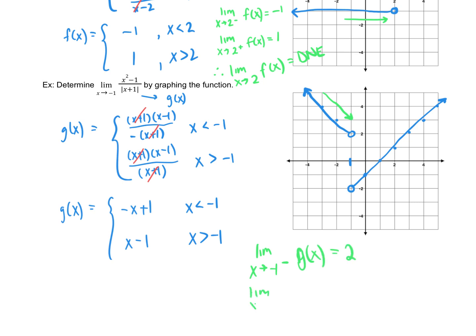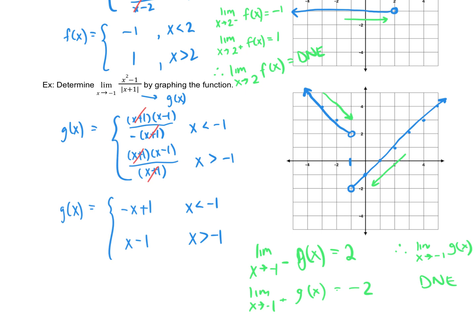The limit as x approaches -1 from the right of g(x), well, that's going to -2. So therefore, the limit as x approaches -1 of g(x) just does not exist, again because of that contradiction in the left side and right side limits.